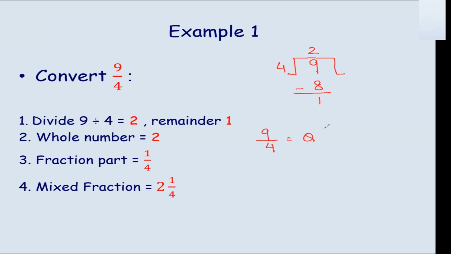Q, the quotient, is the whole number. R, the remainder, comes in the numerator, and the divisor D in the denominator. So the quotient here is 2, the remainder is 1, and the divisor is 4. Hence 9 by 4 converts to 2 1 by 4 as the mixed fraction. 1 by 4 here is a proper fraction.